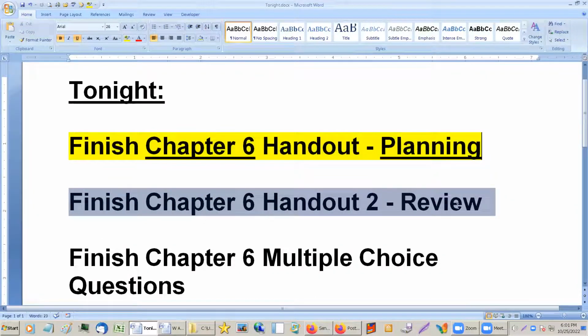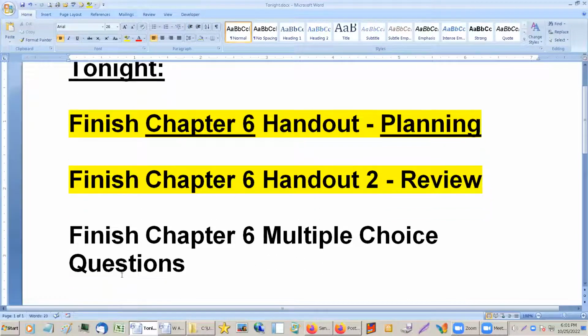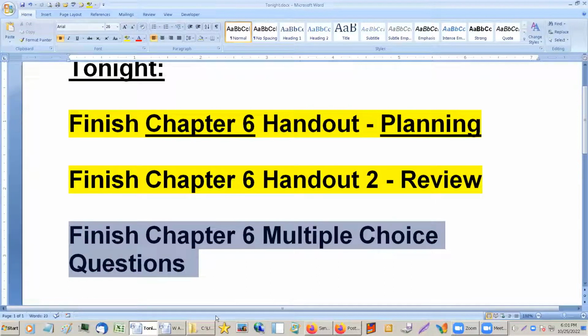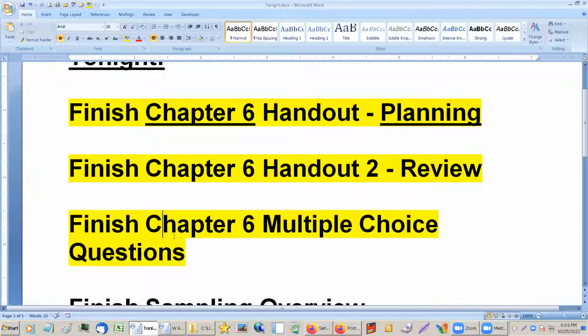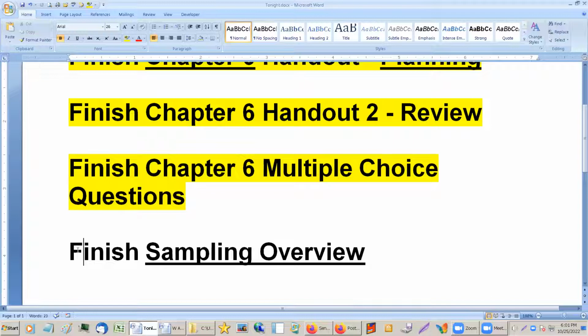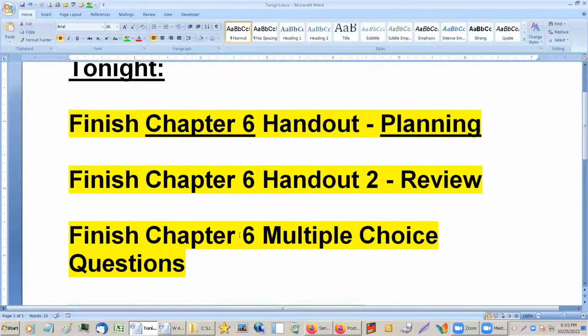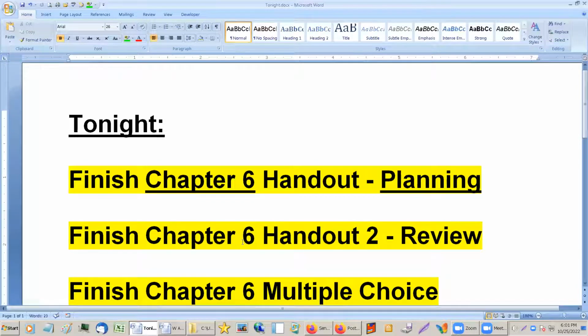There's a second handout that has more of the problem orientation to it. There's some stuff in the chapter 6 handout that it goes into a little bit further. And then the chapter 6 multiple choice questions, that new language I'm working on. And hopefully we get to the sampling. I know I've been saying that for a while. Hopefully we'll get these out.